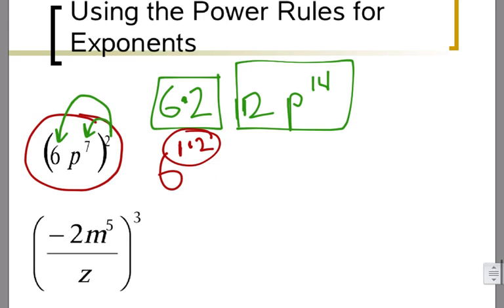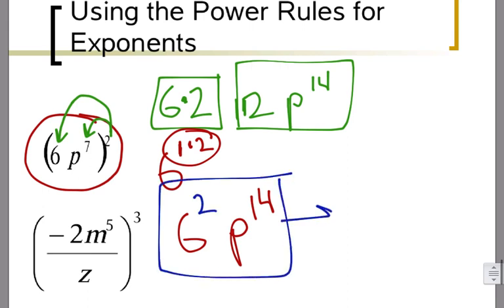So this should actually be 6 squared p to the 14th. I'm sorry, I wrote 6 to the 6th; 6 squared is what I meant to write. So 6 squared p to the 14th, and then from there you should simplify to get 36 p to the 14th.